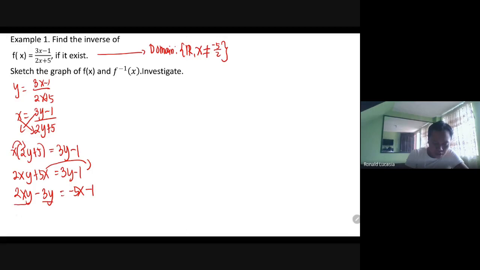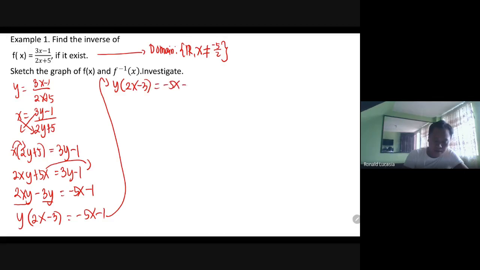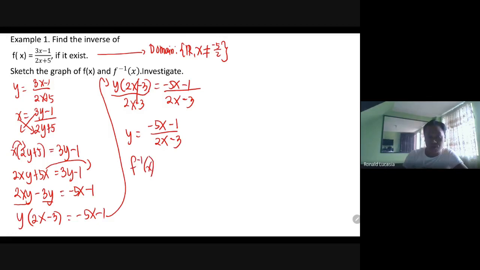Meron siyang common. Pareha siyang may y. Then, 2xy divided by y, that's 2x. Negative 3y divided by y, that's negative 3. Is equal to negative 5x minus 1. So y times 2x minus 3 equals negative 5x minus 1. We divide this one by 2x minus 3. Ito naman ay 2x minus 3. So yung ating inverse will be negative 5x minus 1 over 2x minus 3. And do not forget to change y to f inverse of x. That will be equal to negative 5x minus 1 over 2x minus 3.